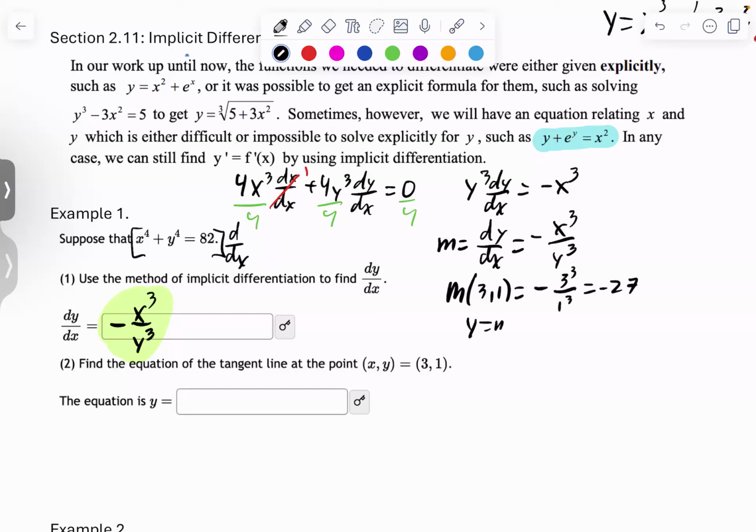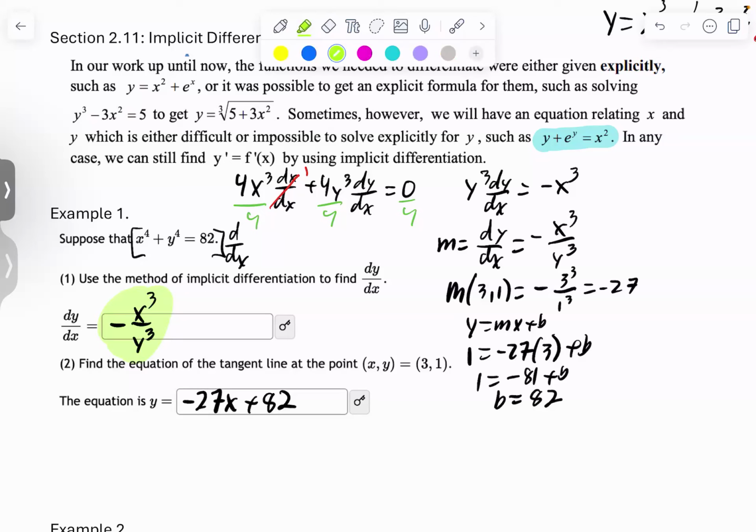And I'm going to use y equals mx plus b. So y is 1, m is negative 27, x is 3. This means 1 equals negative 81 plus b, so b equals 82. So our equation is going to be negative 27x plus 82. And there is our tangent line to the curve x to the fourth plus y to the fourth equals 82.